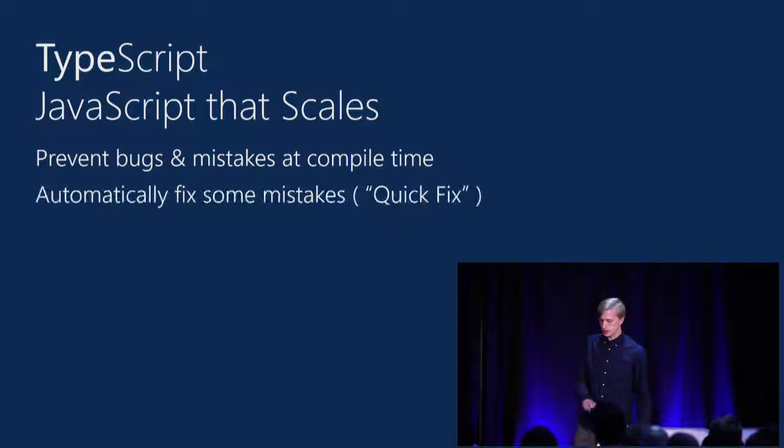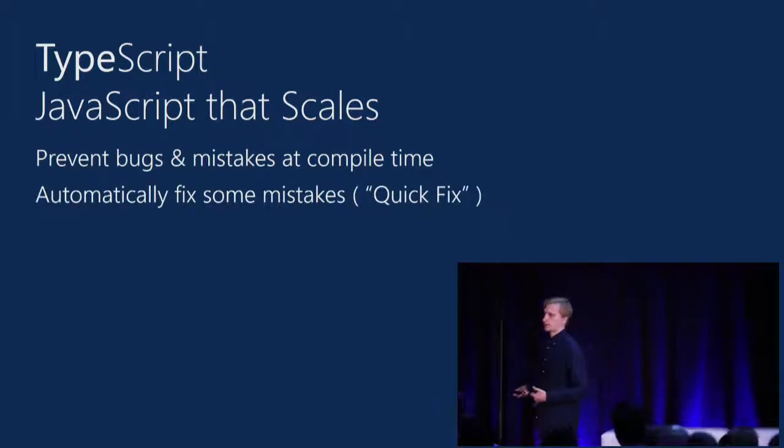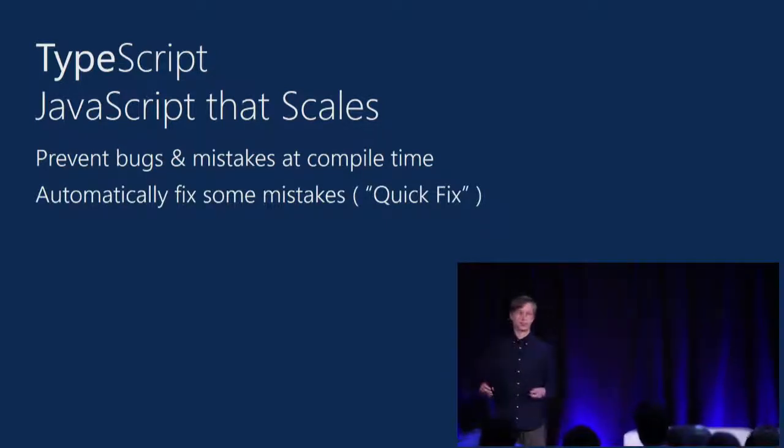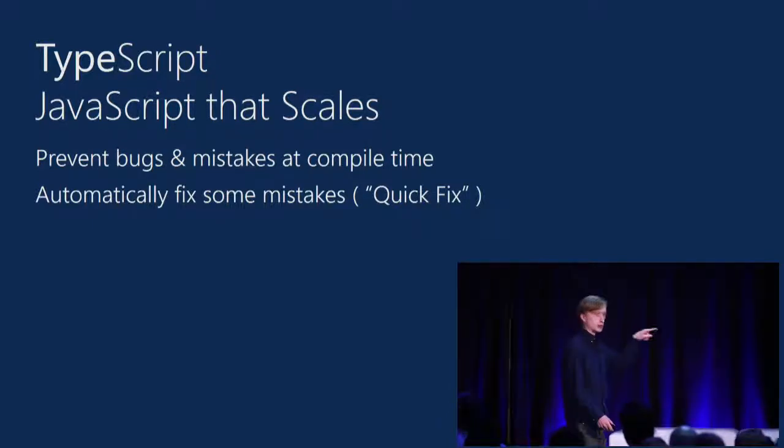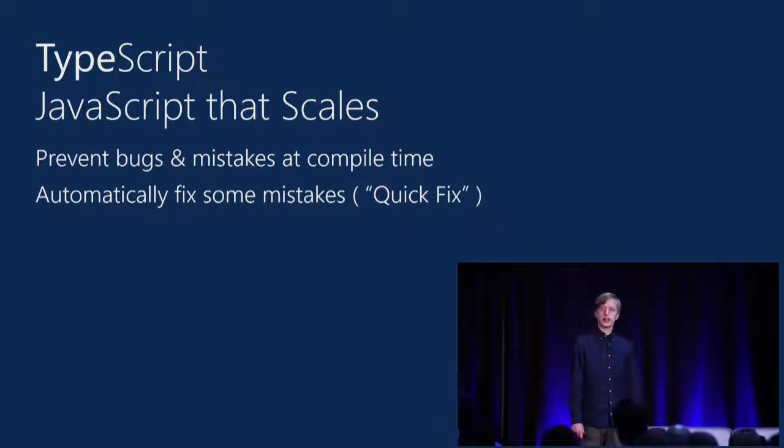And a lot of these issues can actually be automatically fixed. We call them quick fixes. And in a lot of cases, like in VS Code, you'll just get a light bulb. You click the light bulb, and it'll just auto-fix the problem for you.